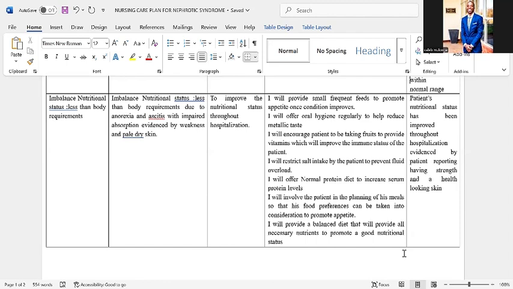Evaluation. The patient's nutritional status has improved throughout hospitalization, evidenced by the patient reporting having strength and healthy looking skin. Remember, in this patient, there is nothing like weight gain as evidence. And if it is a child, the child will be active because they have strength now. The child won't tell you that they are strong, but they will show you through activity. They will be more mobile and all that.